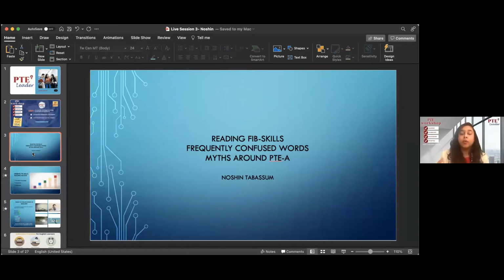As we know, in the PTE reading section, we have to do different types of questions. We have to do fill in the blanks questions. We have to do reorder as well, and also multiple choice questions, single answer, and multiple choice, multiple answer questions. Now, for the reading section, the fill in the blanks are the most important ones, and they also contain more points than the other two.